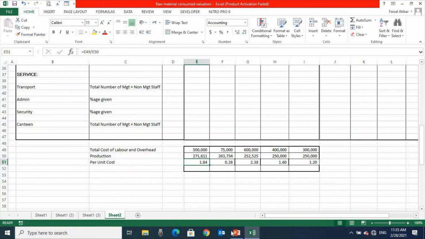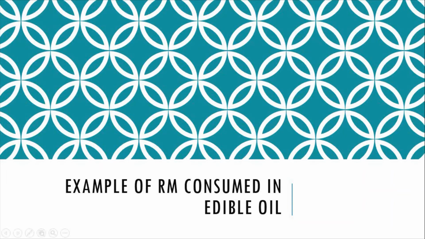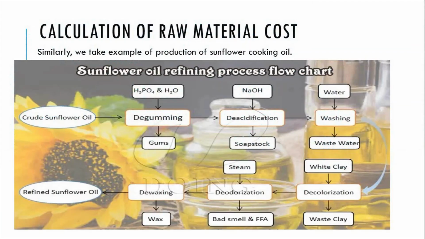Now we move back to our PowerPoint. Let us take another example. In case of production of cooking oil, we can see the flow chart from crude sunflower oil to production of refined sunflower oil. We have given the departments as well as inputs of different ingredients and our wastages.